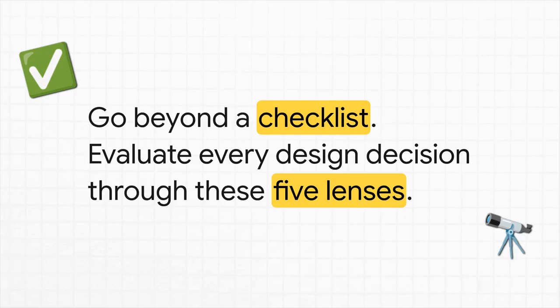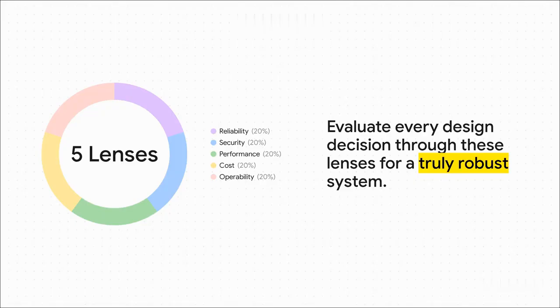And that means for every single choice you make, you need to look at it through these 5 critical lenses. And here they are. For every decision, ask yourself, does this make my system more or less reliable? Does this choice increase or decrease my security? Will it meet our performance goals? What's the cost impact of doing this? And finally, does this make the system easier or harder for my team to actually run and operate? This framework, this is your new compass.